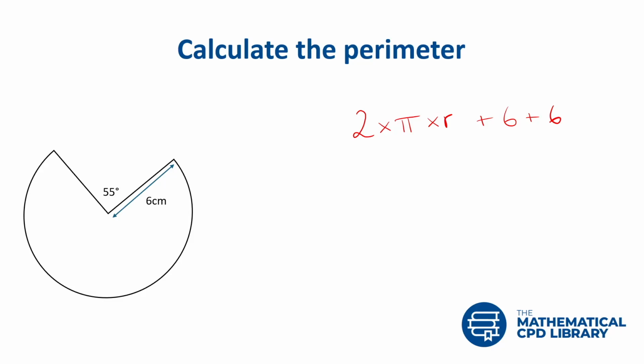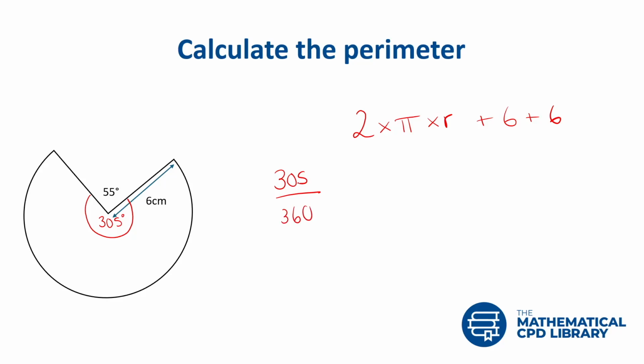Now, this question is a little bit tricky for a couple of reasons. The first reason is this 55 is not helpful to calculate the arc length because the 55 is this section here. What we need to find is this angle. So we would do 360 take away 55 is 305 degrees. So I now know I have 305 degrees out of 360.